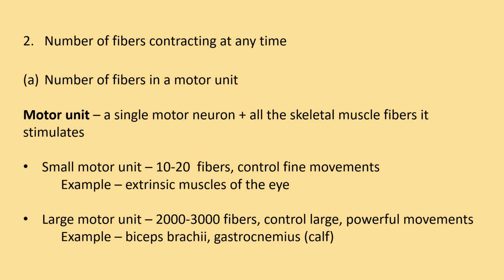A motor unit consists of one motor neuron plus all of the skeletal muscle fibers that one motor neuron stimulates. And motor units differ in size. So a small motor unit consists of one motor neuron and just a handful of muscle cells, maybe 10 or 20 muscle cells. And then we also have large motor units and everything between. A large motor unit might consist of one motor neuron plus thousands of muscle cells that contract in response to stimulation from that one motor neuron.